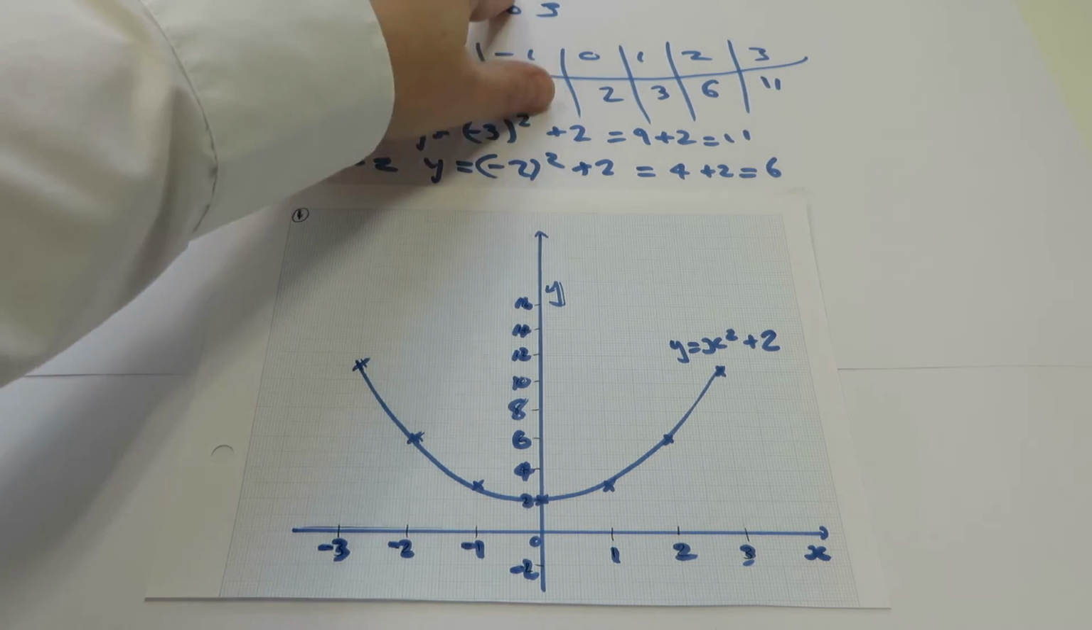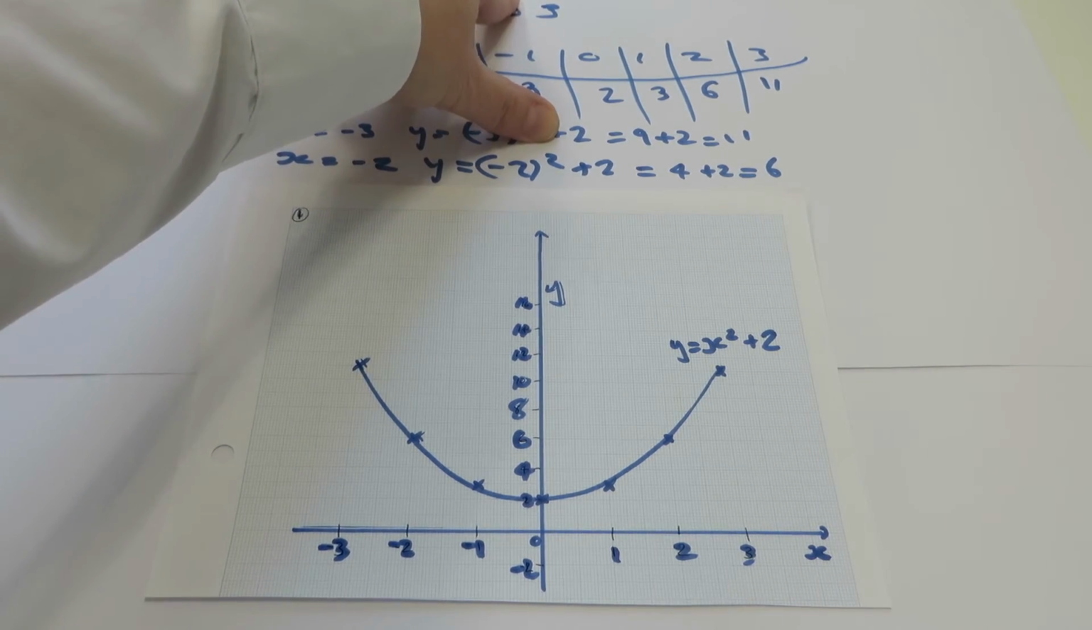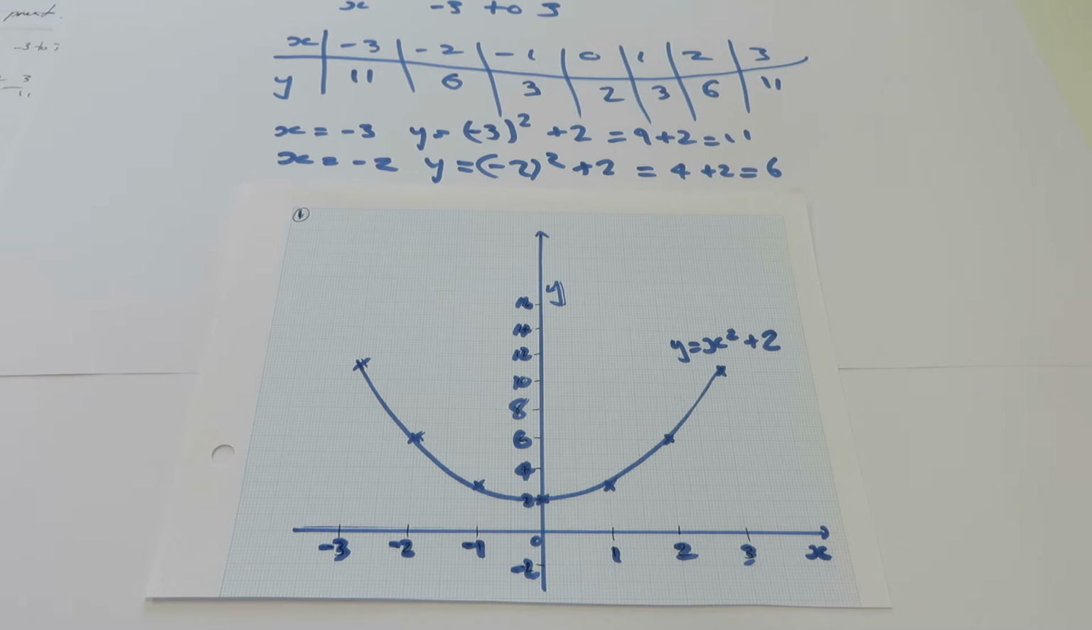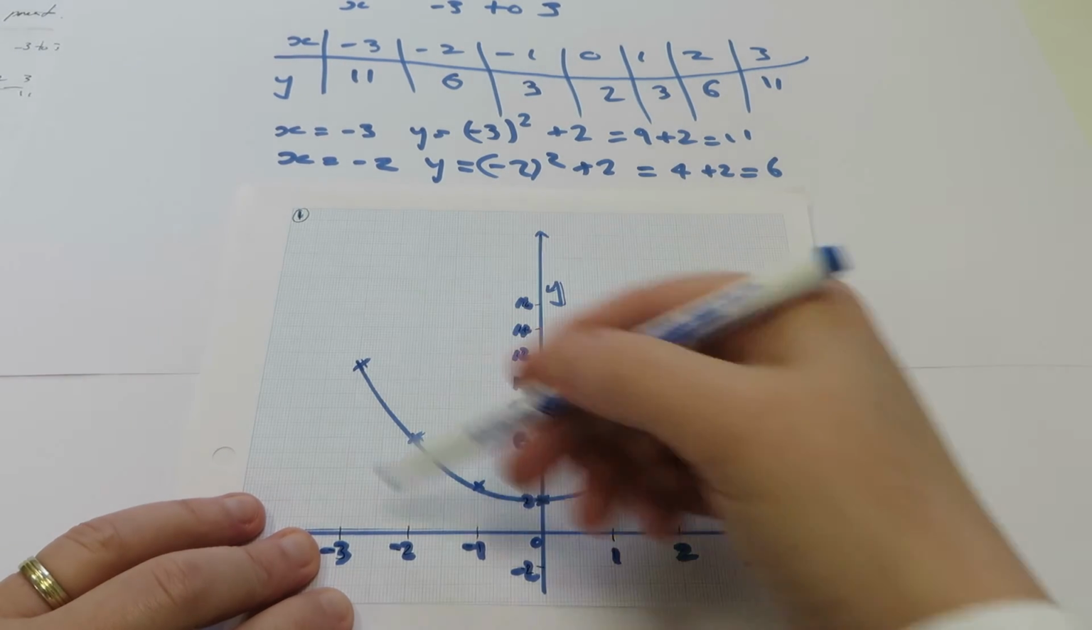You can see on this one, as I said before, the value in front of the x squared is positive, so it's a U shape, and it has a turning point here. Quadratics are always symmetrical. So I've drawn those in and I've plotted them.